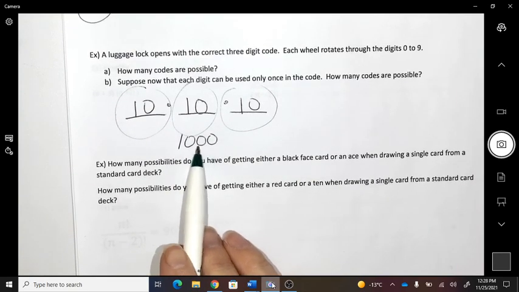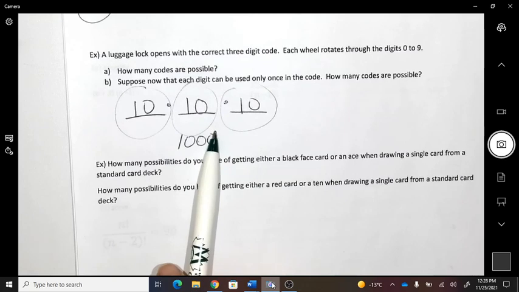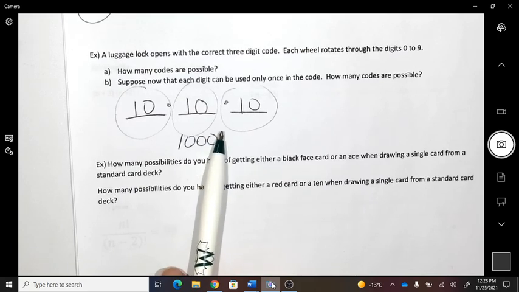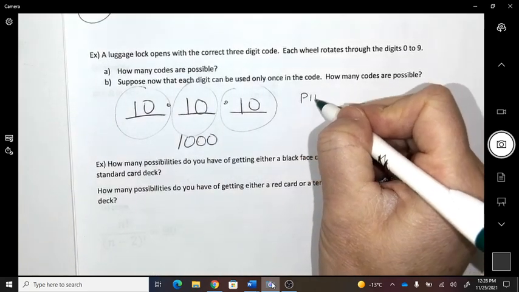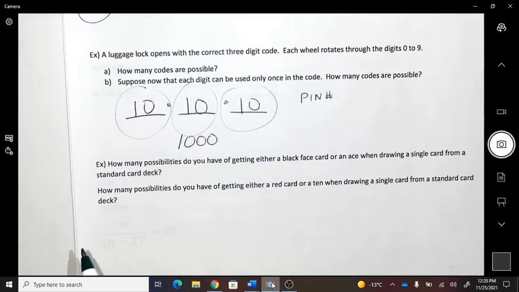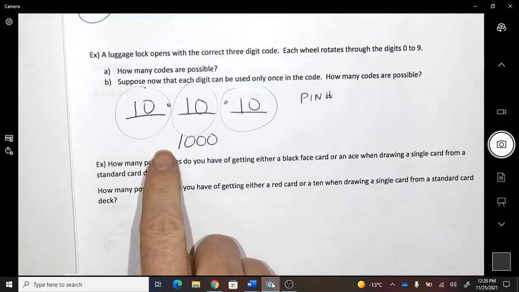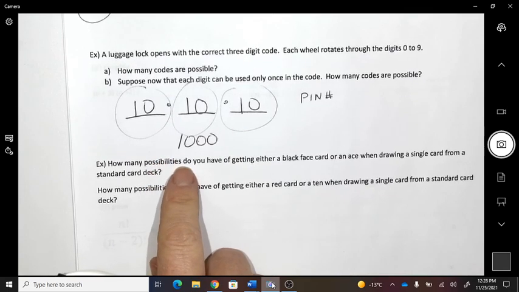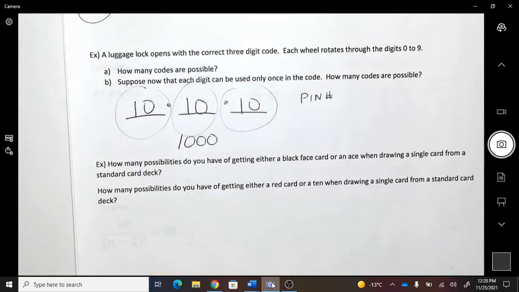This makes me think of, do you guys know your PIN number for your bank is a 4-digit code? So how many possible PIN numbers can your bank code be? Think of it. 10,000 options, because 10 times 10 times 10 times 10.